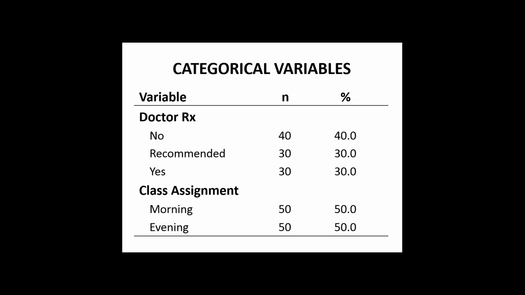Then we have class assignment, which you can see is 50-50. So about 50% of the time people were assigned morning classes, and 50% of the time they were assigned evening classes. Very nice distributions, right? If it was lopsided, like if out of 100, 90 had morning and only 10 had evening instead of 50-50, there would be implications. So it's nicer when it's spread out as 50-50.